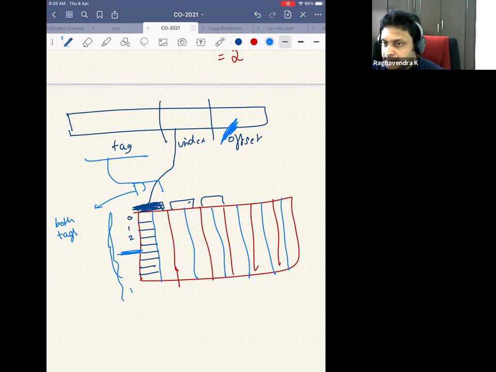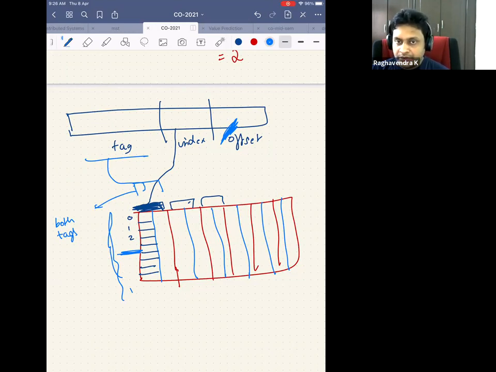Is this clear? Yeah, can you tell me if this is clear? Think about it. You might get doubts. Okay.